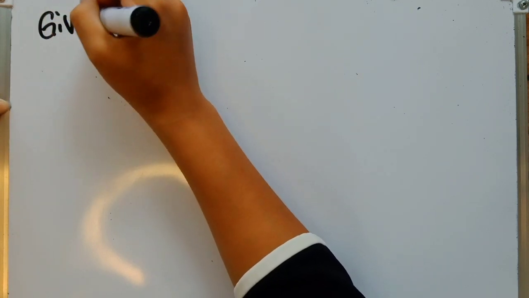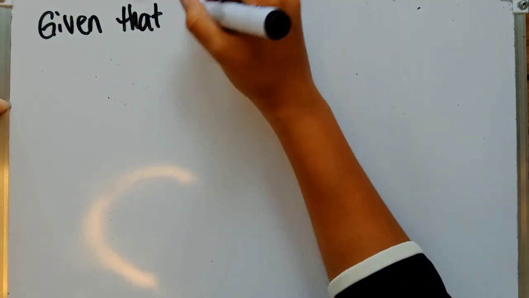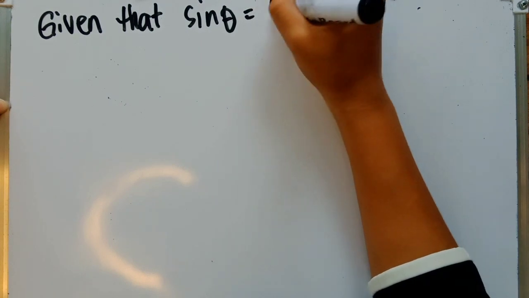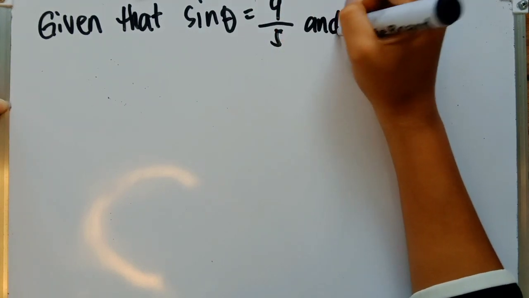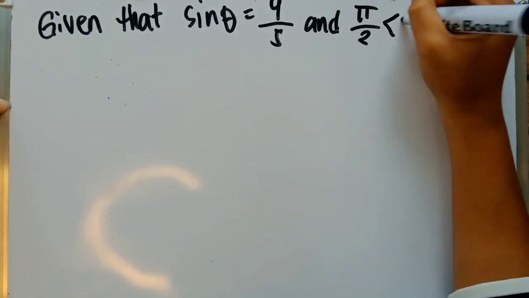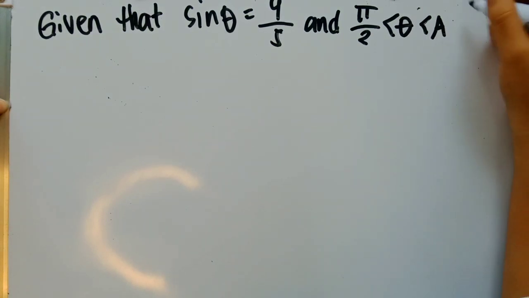Now, let's practice how we can use a Pythagorean identity in solving a problem. Given that sine theta equals 4 over 5 and angle theta is between 0 degrees and 90 degrees, what is the value of cosine theta?